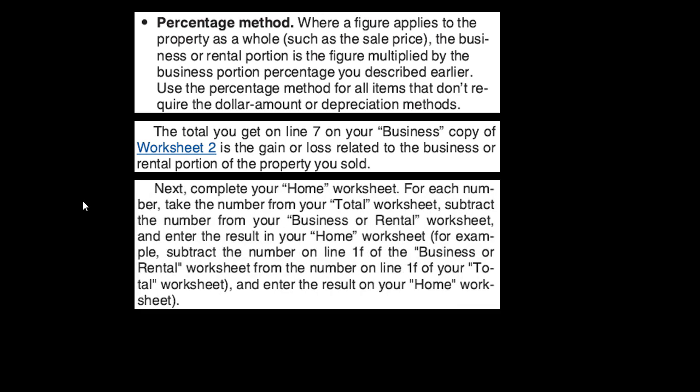Next, complete your home worksheet. For each number, take a number from your total worksheet, subtract the number from your business or rental worksheet, and enter the result in your home worksheet. For example, subtract the number on line 1F of the business or rental worksheet from the number on line 1F of the total worksheet, and enter the result on your home worksheet.